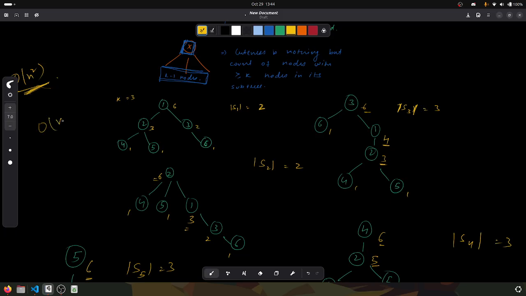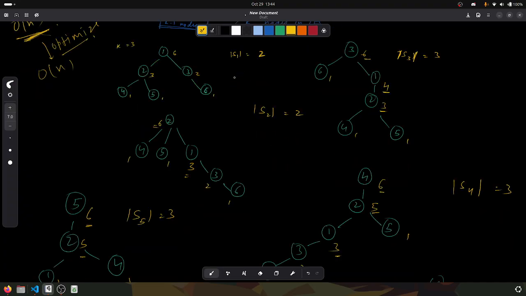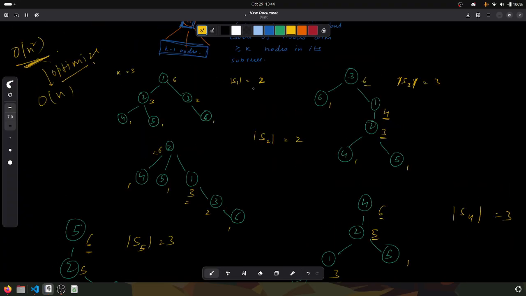We need to solve it in O of n. So we need to optimize this, right? How can we optimize this? Let's look at this. Let's look at how we calculated this. Okay, so initially we had this tree.